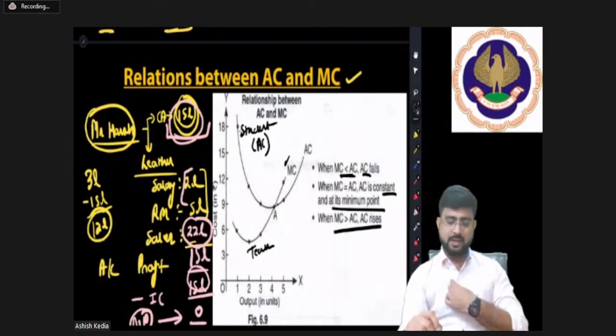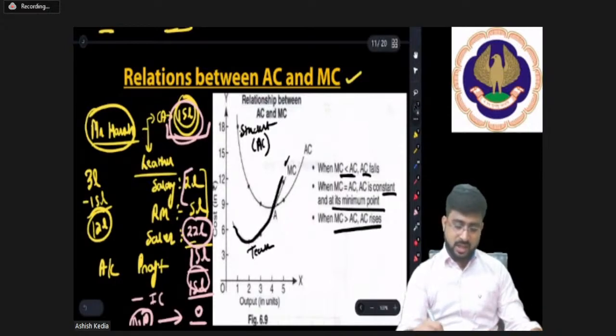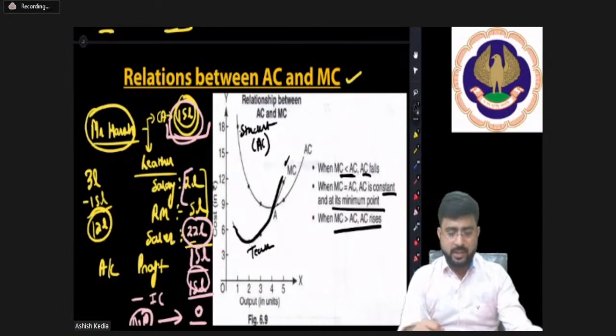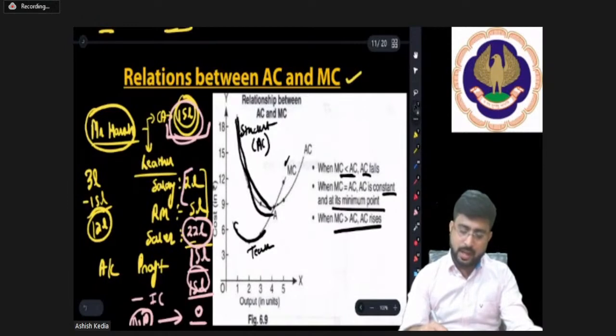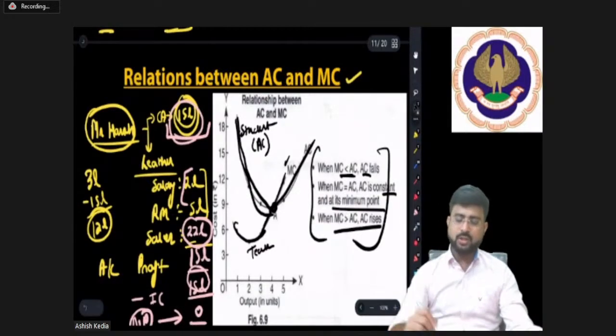Now pay attention, everyone. What I'm trying to tell you is that MC is intersecting AC at the minimum point of AC. When MC is less than AC, AC is falling. Then MC comes and meets AC at the minimum point of AC. Once they meet, both of them rise. Is it crystal clear, guys? Please remember this.